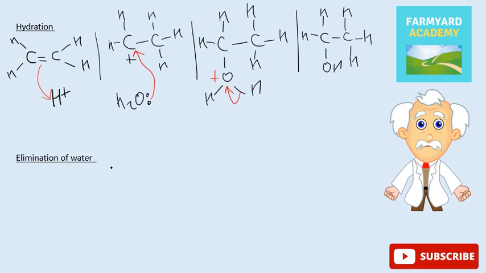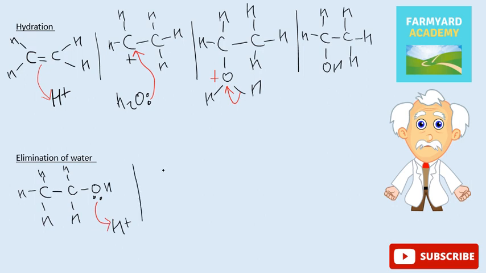And then the next one is going back the other way, if you like. So it's the elimination of water. So in this instance we'll actually start with ethanol. Okay, so lone pair on the oxygen, and again acid catalyzed. So proton donor H plus. First arrow from the lone pair of the electrons to the H plus.